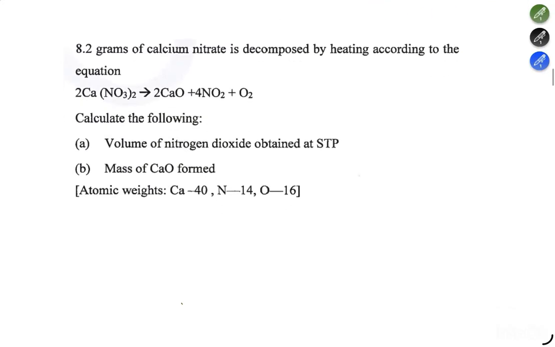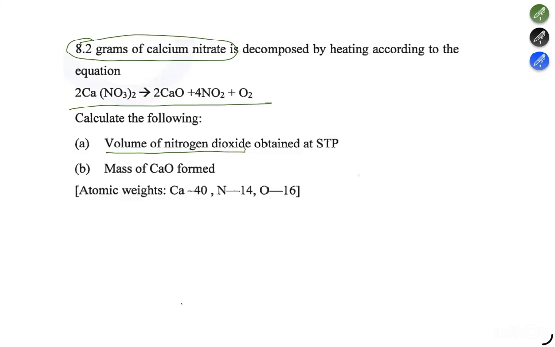Yeah, so we can see this question. This is a 2-mark question where there is a reaction given, and based on the reaction, they are asking about the volume and mass. So first look at the reaction. The reaction is given about the thermal decomposition of calcium nitrate. We can see here. And then they have given the mass of calcium nitrate. So we should look at the question first, which is the first part: volume of nitrogen dioxide gas.